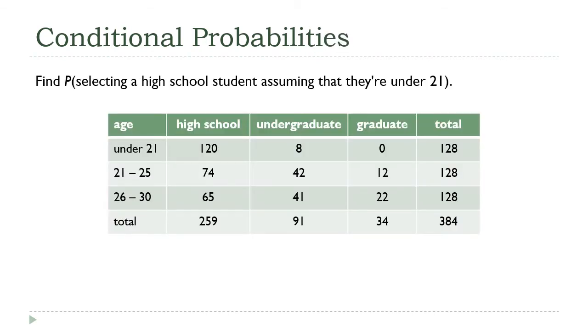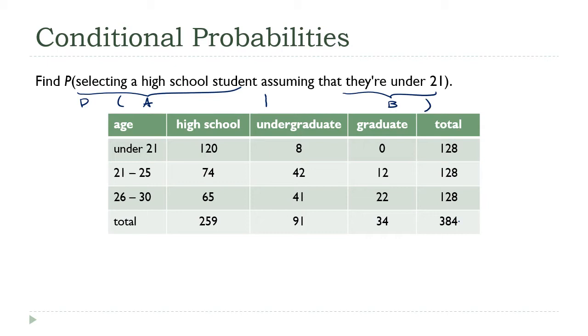Okay, so let's take a look at this one. Probability of selecting a high school student. This is the table we've looked at before, right? Somebody did a survey. They went to 384 people and they asked them first, what's your age? Second, what's your highest level of academic achievement? So I want to know what is the probability of selecting a high school student, assuming that they're under 21. Okay, so this is the A. This is the B.